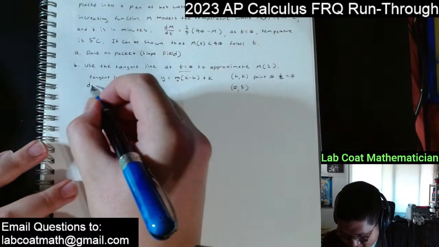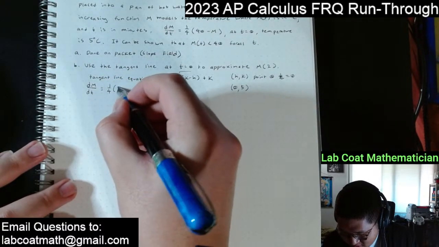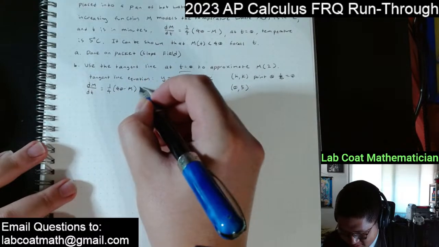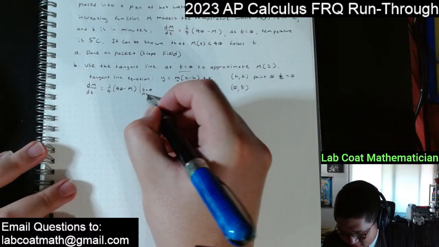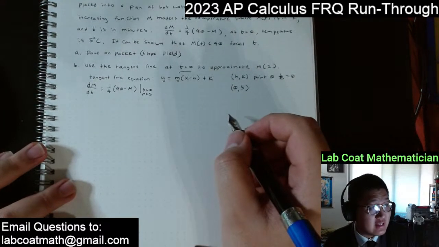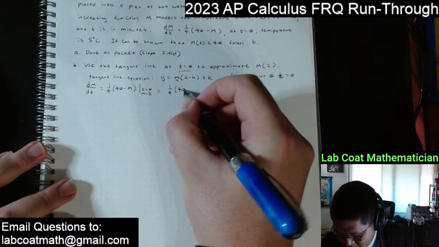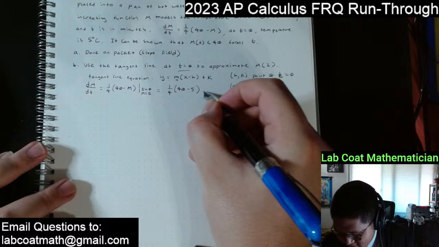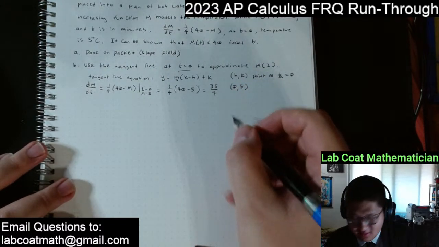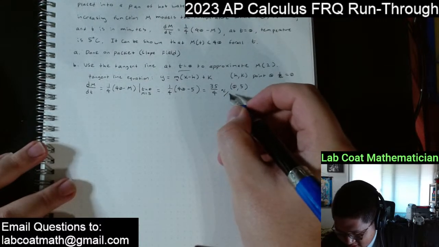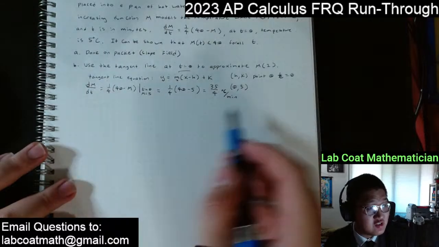So we can go dM over dt equals 1 over 4 of (40 minus capital M), and we measure this at t equals 0 and M equals 5, the temperature of the milk at that time. So the slope in this case is 1/4 multiplied by (40 minus 5), which is 35 over 4. This is in degrees Celsius per minute, as dM over dt is measured in those units.